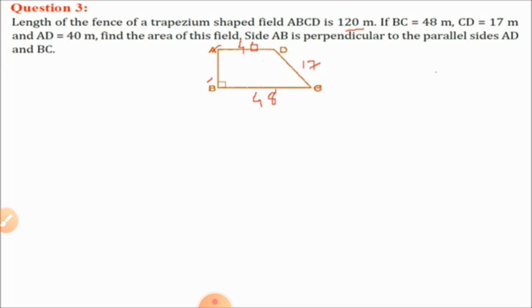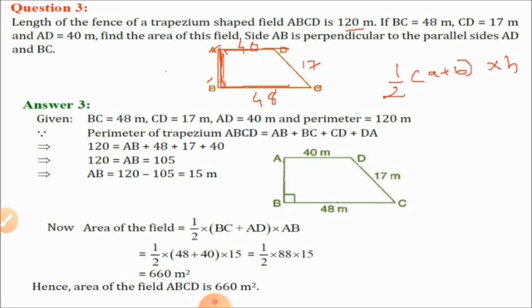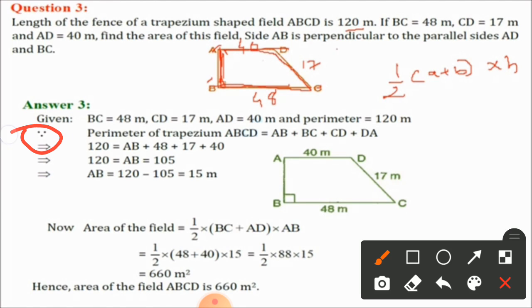My dear student, here I have drawn a rough sketch of the trapezium and put in the values given in the question, and we have the same formula, 1 by 2 times the sum of the parallel sides multiplied by height. Good. Look here, this is how you should write the answer. This is the symbol of because, and this is the symbol of therefore. Isn't it clear? Very good, students.